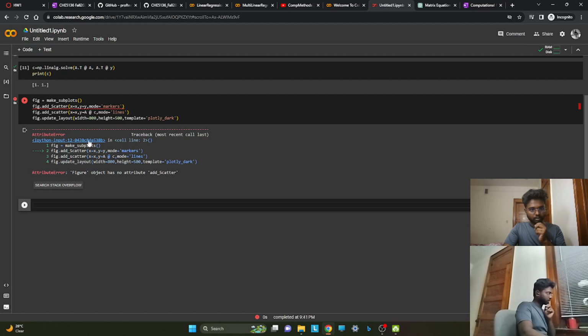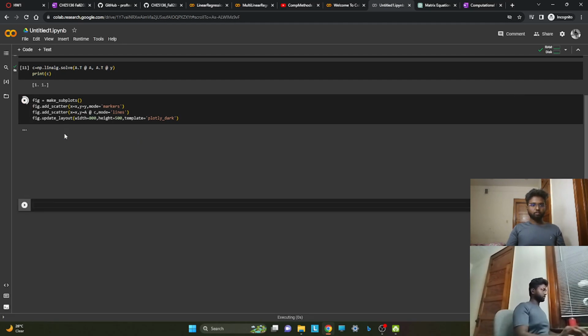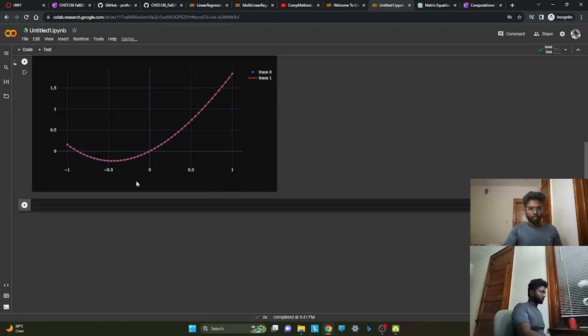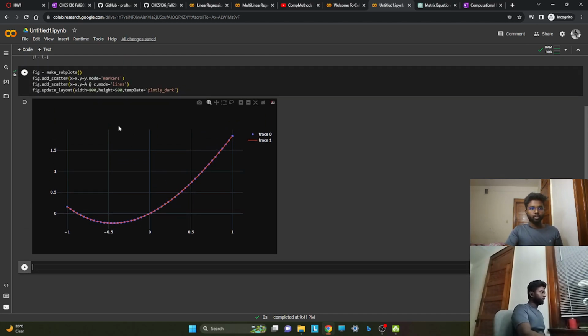Figure dot add scatter. Okay, I made a mistake. Python is a case sensitive language, so if you make errors like a small case letter, it fails. You can see you got a perfect fit over here. So the values you have calculated for the C matrix, the approximation came into a perfect fit.